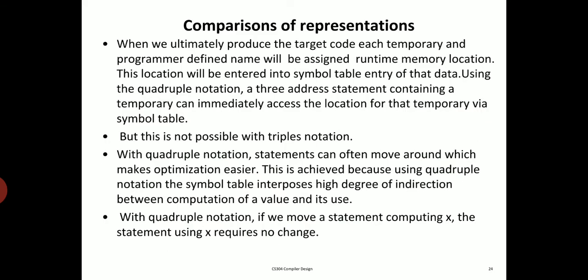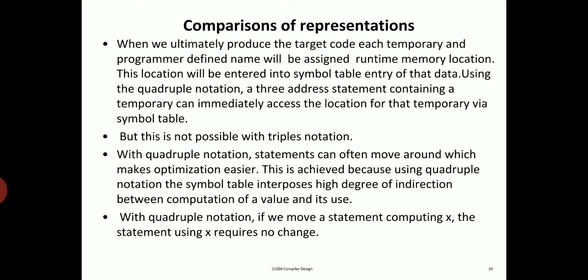Then we have 3 representations for the 3 address code implementation: quadruple, triple and indirect triple. We can compare all the 3. First one, it's saying that quadruple is good. That means when we produce a target code, that is a machine code, all the temporary names as well as the programmer defined names will be assigned some runtime memory location, and this will be entered in the symbol table entry of that data. If you're using quadruple notation, it will be easy to find out the location of that temporary. But this is not possible with the triples, because triples don't have locations for temporary variables associated with the symbol table.